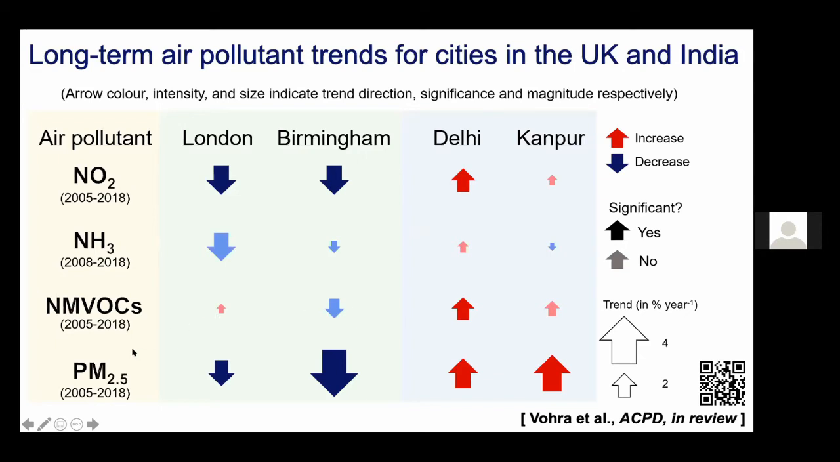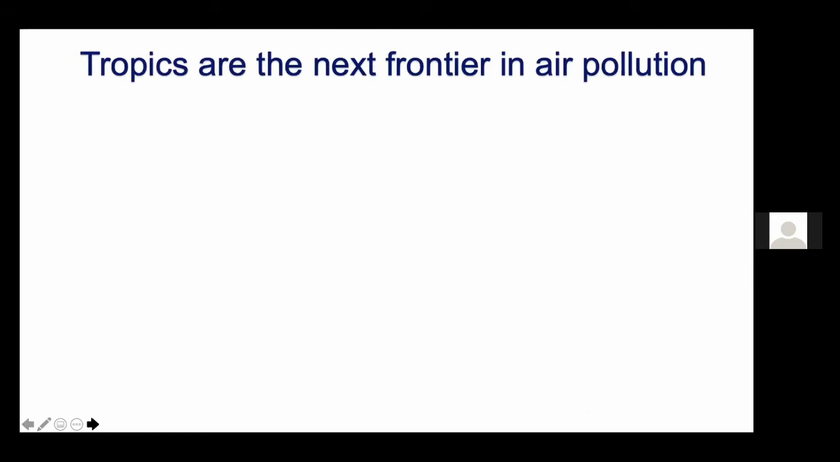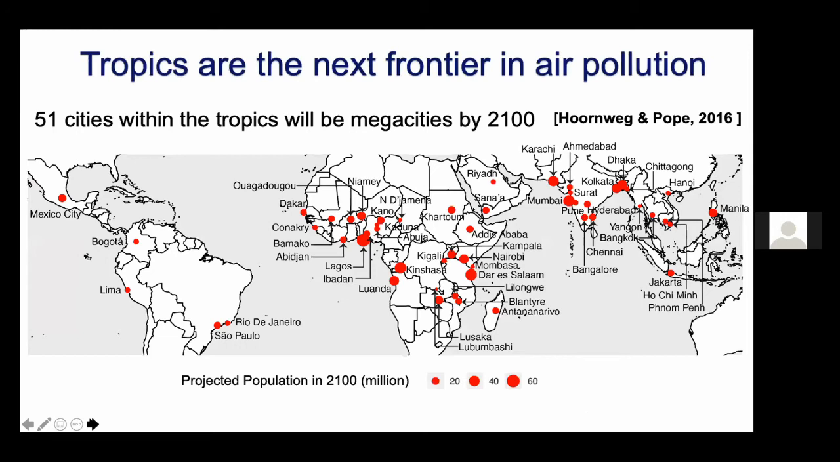Now, I thought of taking this work to the next level, and so these are just 4 cities that we looked into, but the next frontier in air pollution are the tropics. Currently, we have around 33 megacities in the world, and population has been increasing, and it is estimated, according to a 2016 study, that there will be 51 cities within the tropics by 2100. Just to give you a size of the population, Lagos in Nigeria would have a population of 80 million, which is roughly 6 times the population of present-day London. And Dar es Salaam in Tanzania would have a population of 60 million, which is twice present-day Delhi. So it's going to be a massive boom in the population.